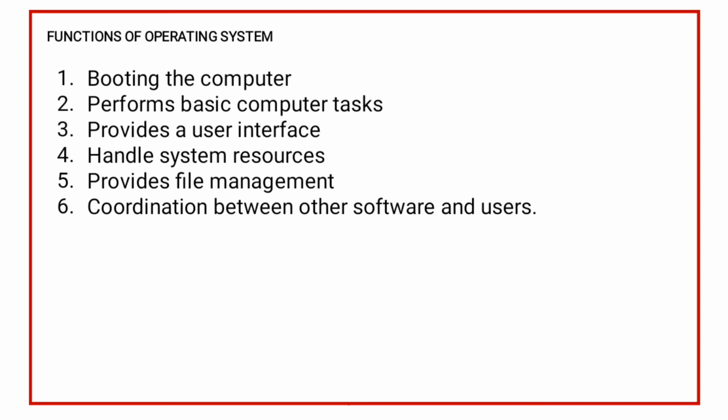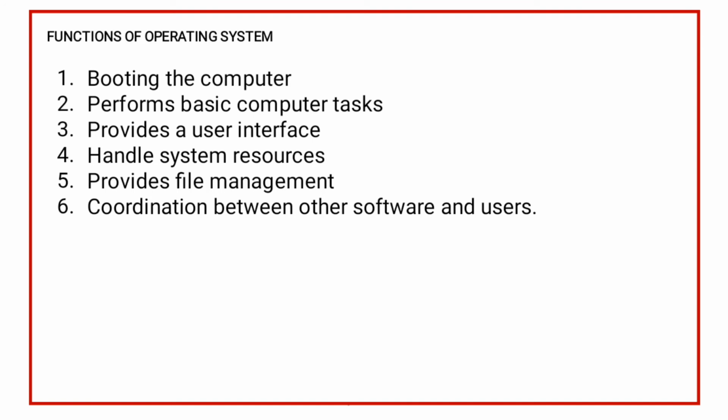Now next is, what are the functions of operating system? Operating system performs the following functions. Number one, booting the computer. When we start the computer, this process is called booting. Number two, performs basic computer tasks, that is managing the various peripheral devices, for example, mouse, keyboard, etc. Number three, provides a user interface, for example, command line or graphical user interface, that is GUI.